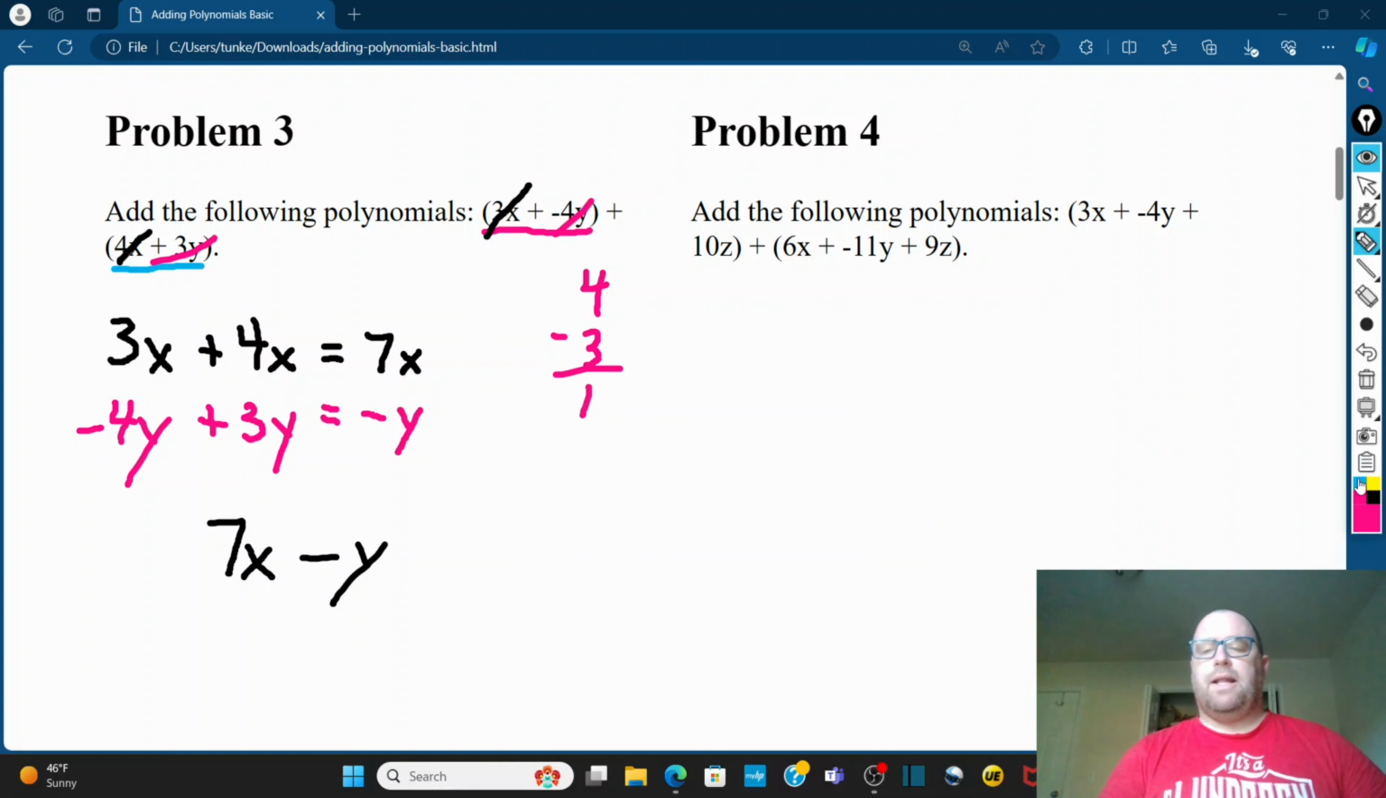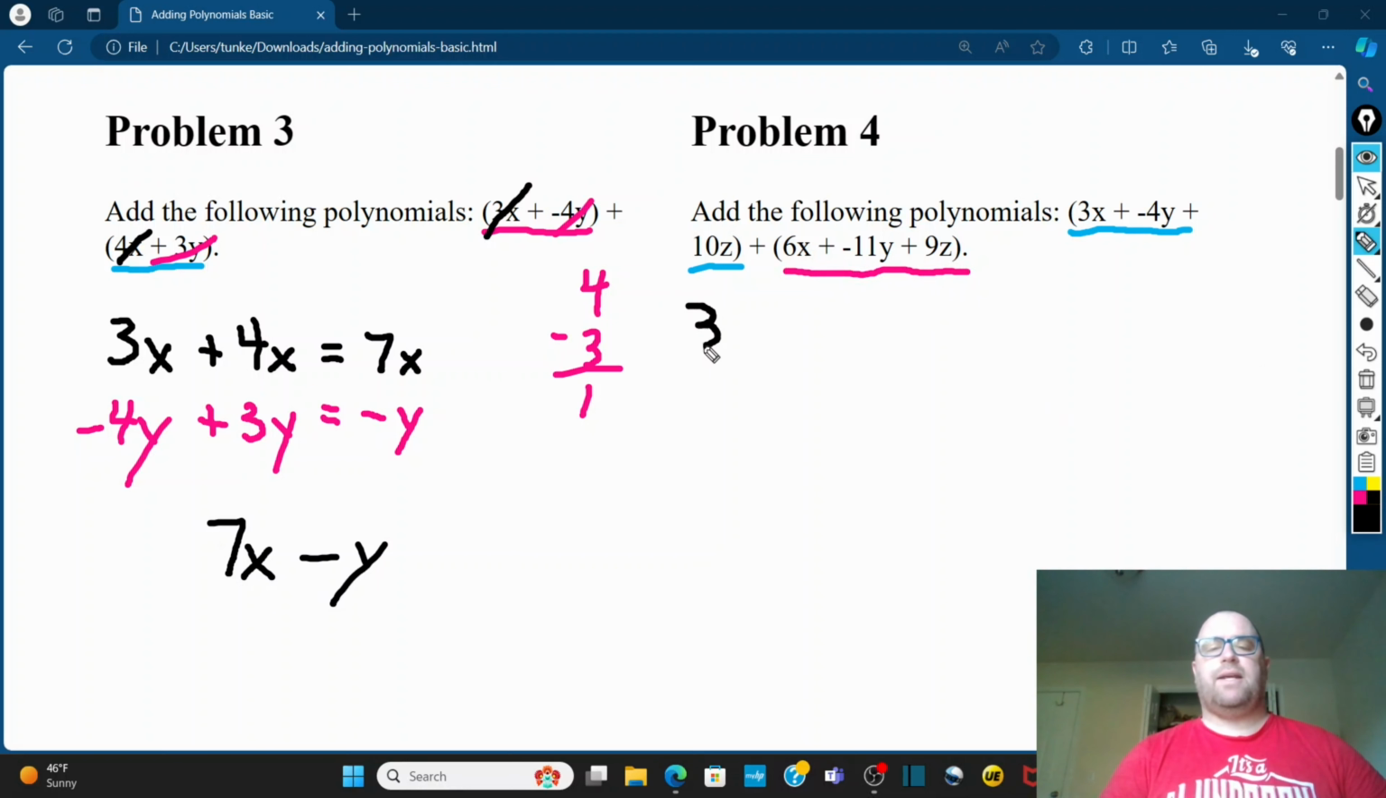Okay, last one, problem 4. We've got 3x plus negative 4y plus 10z. We're going to add to that 6x plus negative 11y plus 9z. So let's add our x values first.